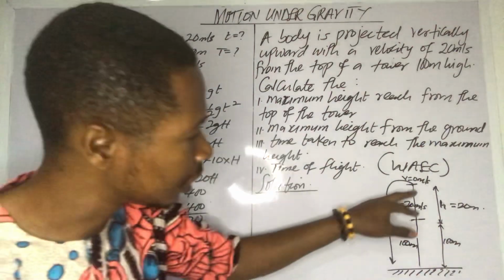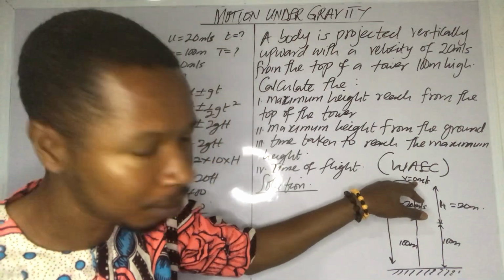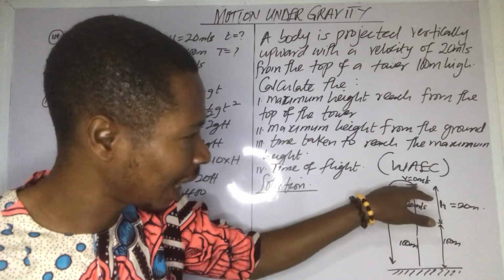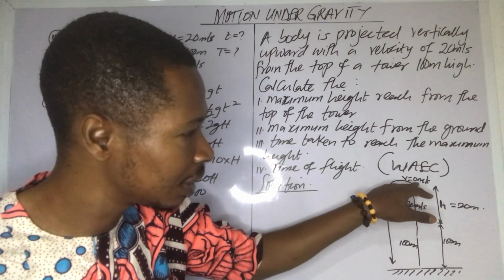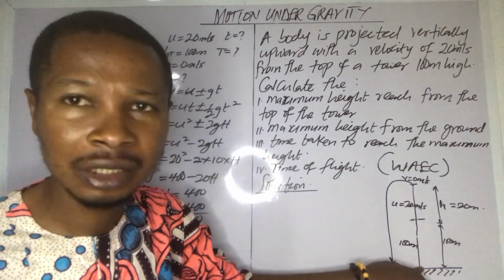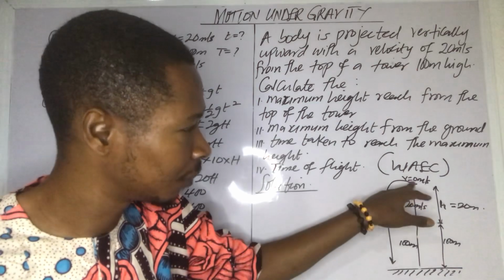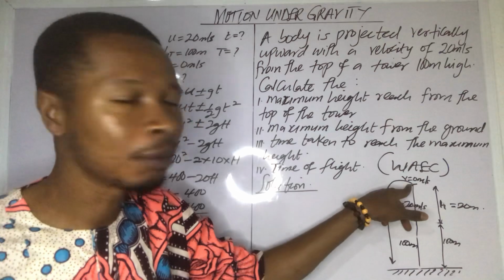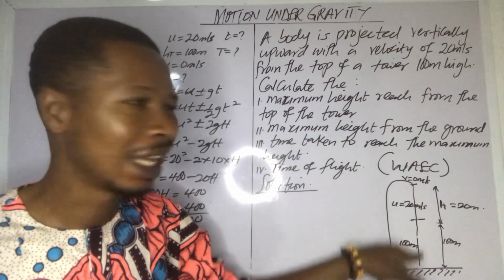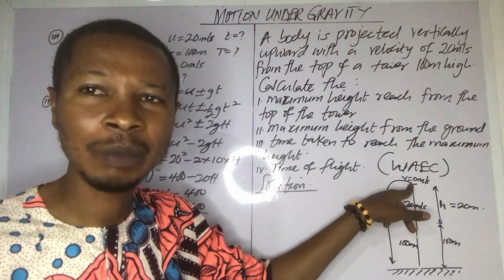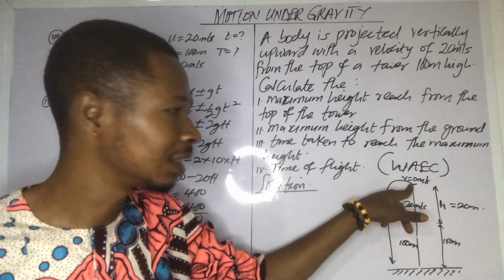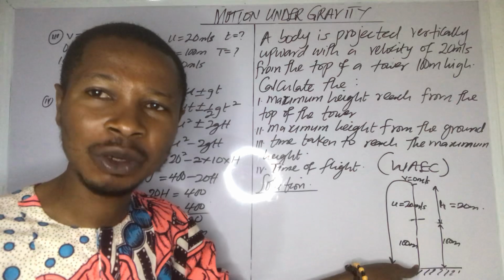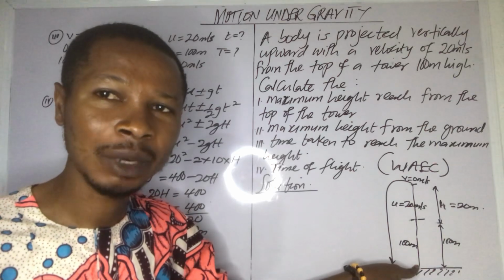Now we need to calculate the time it will take the body to move from this maximum height to fall to the ground level. We need to find the time the body will take to move from this height to this ground level. At the maximum height, when the body is coming downward, its initial velocity will be 0 meters per second.